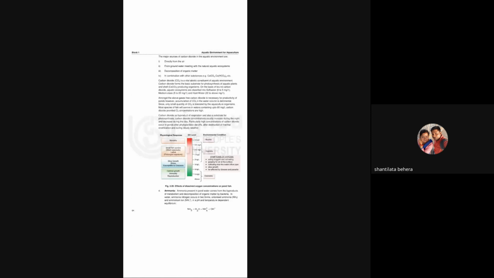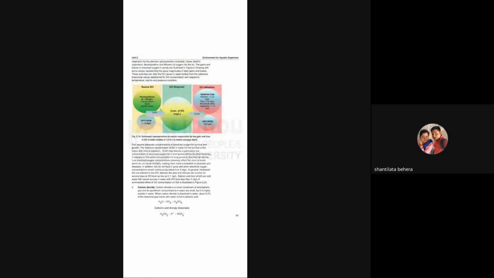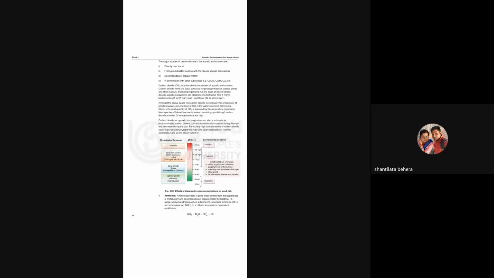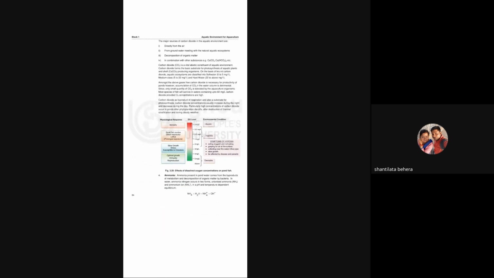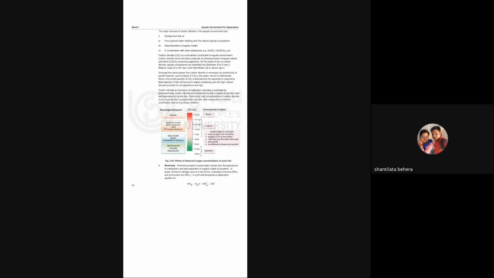Okay, then carbon dioxide concentration. Similarly, carbon dioxide concentration must be low. If the carbon dioxide concentration increases in the water body, that also has an effect on the growth of aquatic organisms. Then nitrite, nitrate, all of these, if they increase in the water body, that also causes stunted growth of plants and animals.